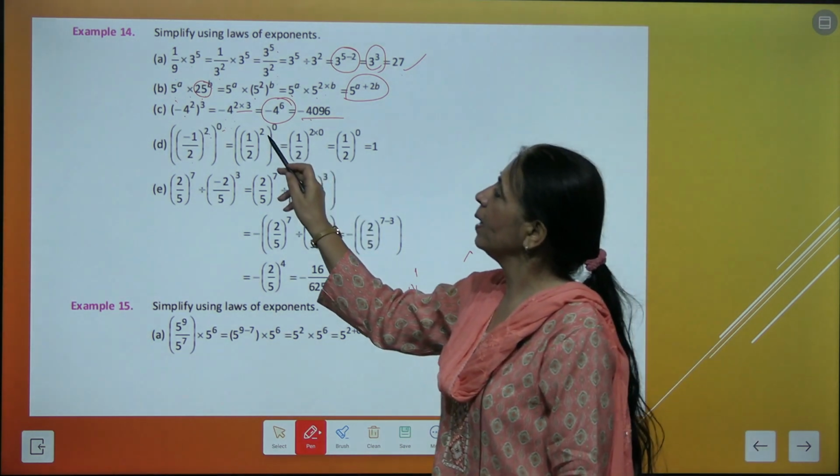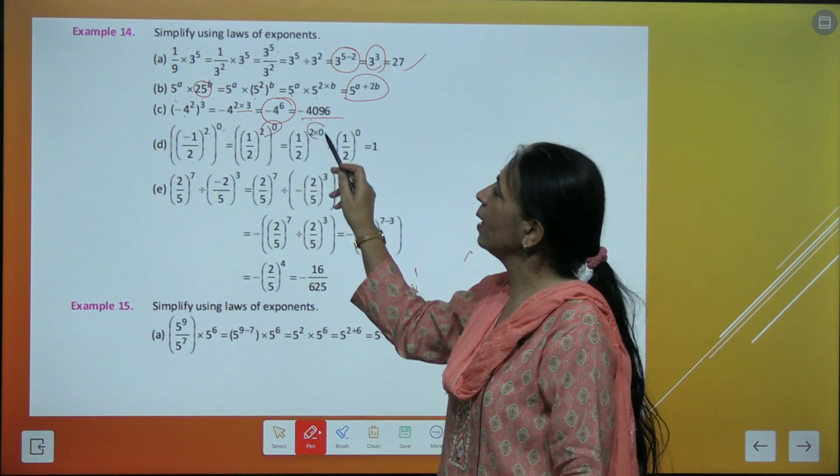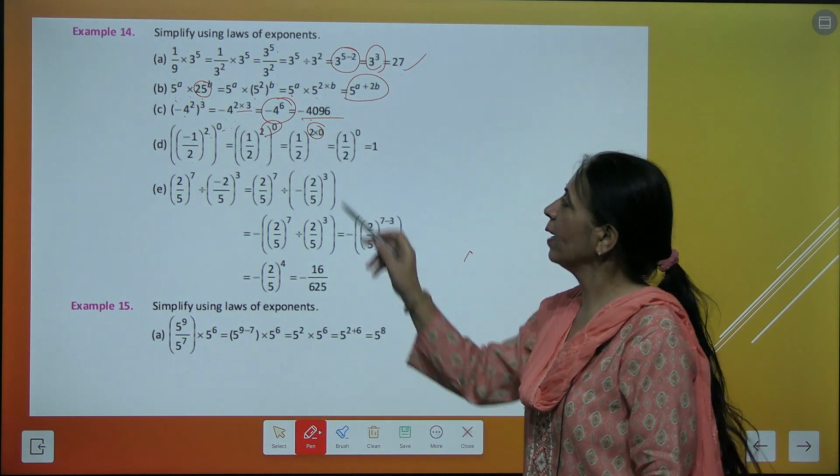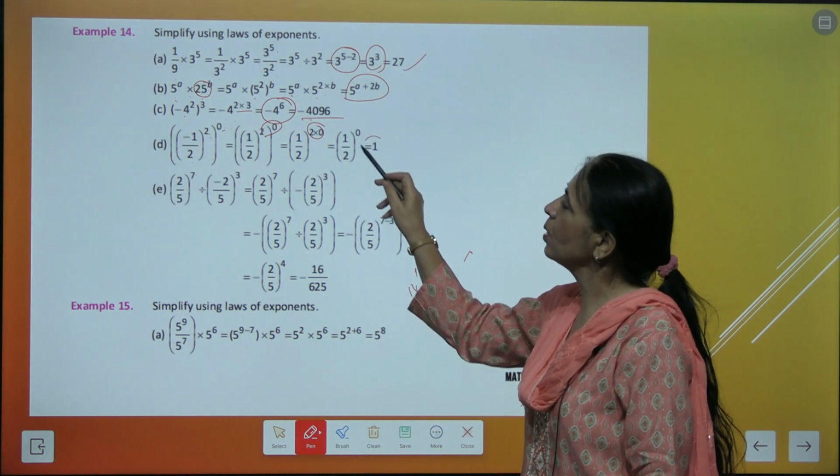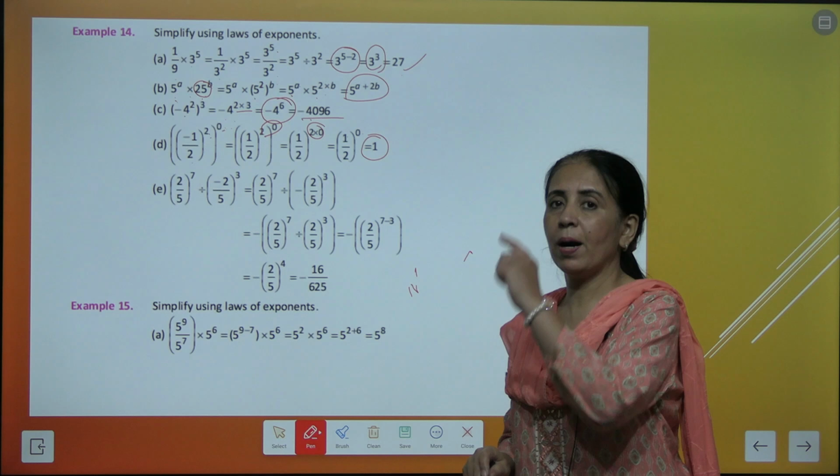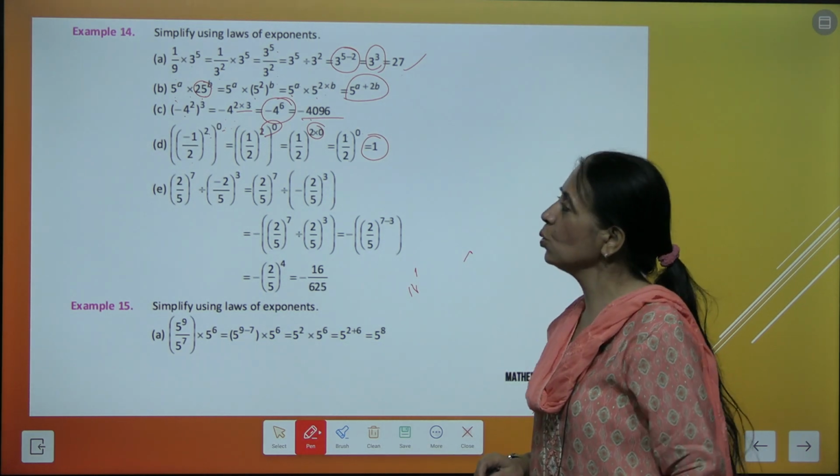So first of all we will multiply these two powers. This becomes 0, and we get 1 upon 2 raised to the power 0, and any number raised to the power 0 is 1, so that is equal to 1.